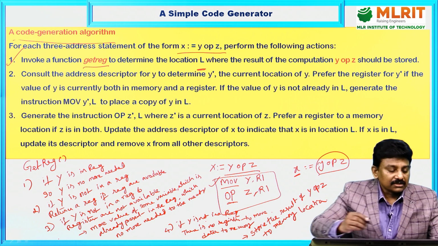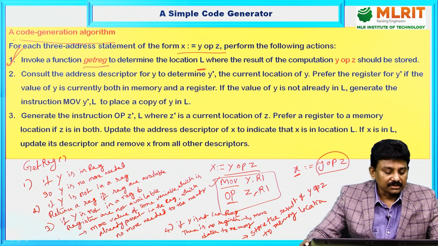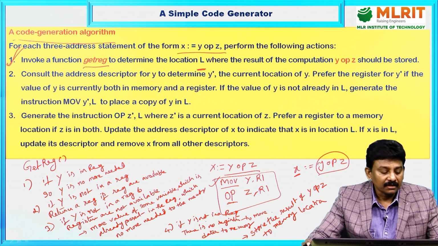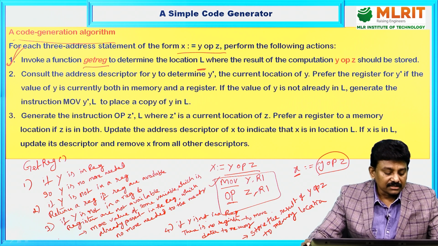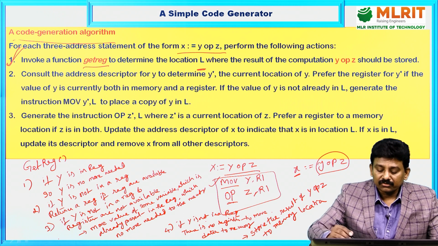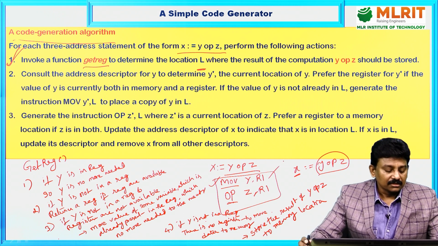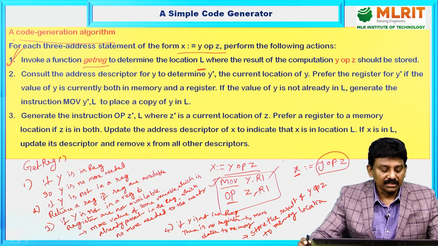So, for the first step, we have four options. Invoke a function getReg to determine the location L where the result of the computation YOPZ should be stored. For that, first option, if y is in a register, that is already there, and y is no more needed, so we need not perform the move operation, move y comma R1. Second option, if y is not in a register, then we need a register. If registers are available, the getReg function will return a register.